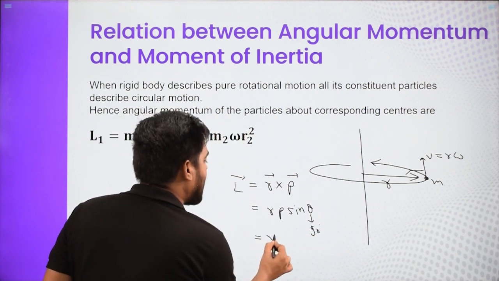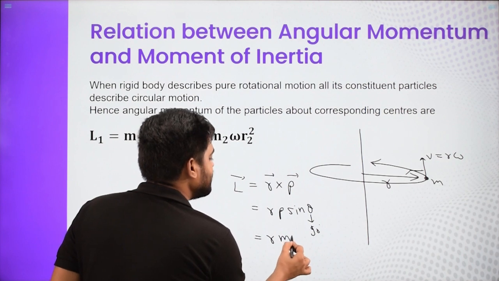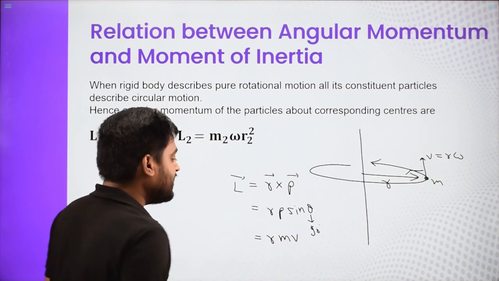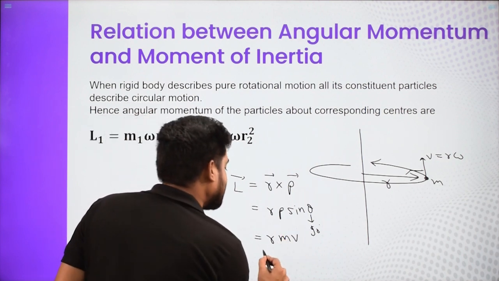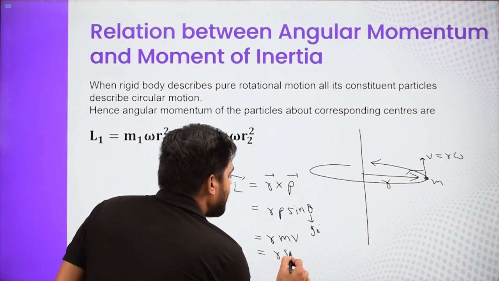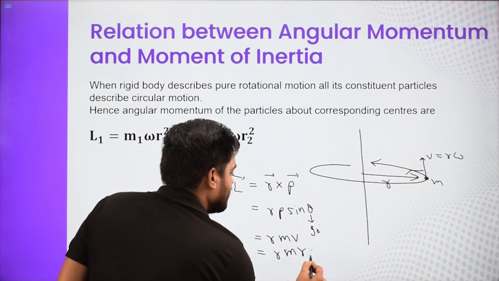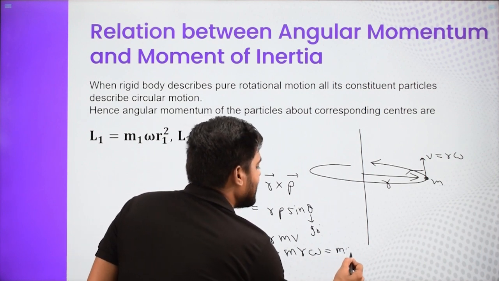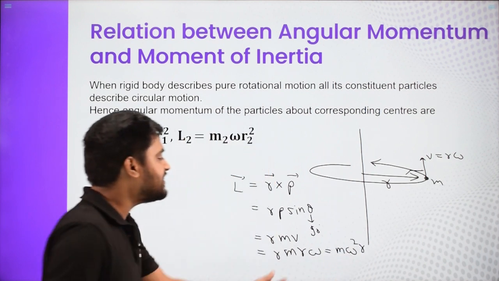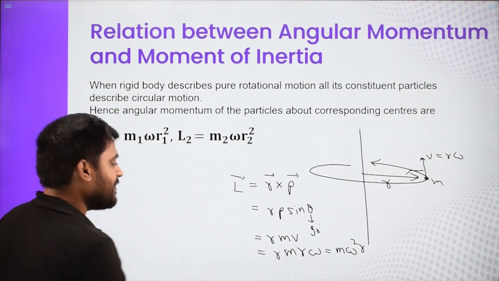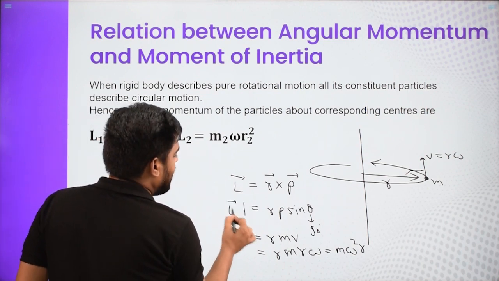And what is p? P is nothing but mass into velocity, the linear momentum. And v is nothing but r omega. So r times m times v, and v is again r omega. So this gives me m omega square r. So this is how you can write just the magnitude of angular momentum.